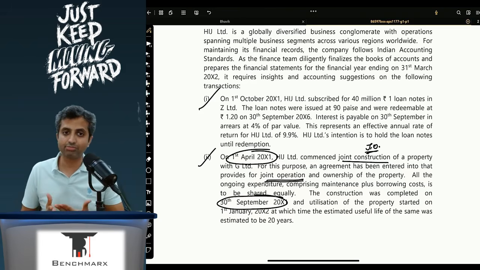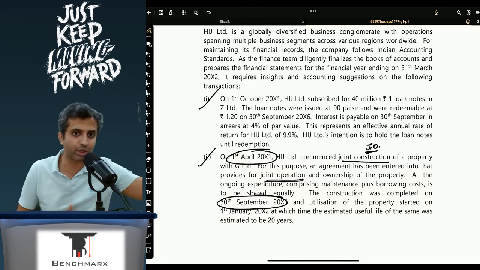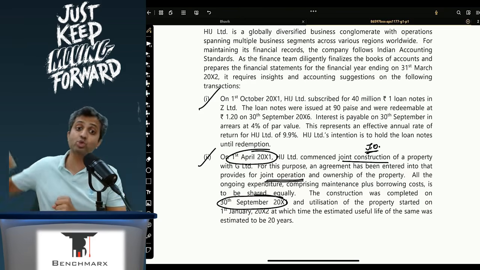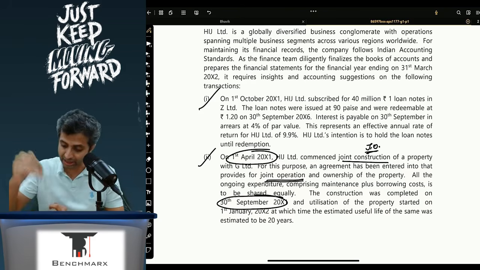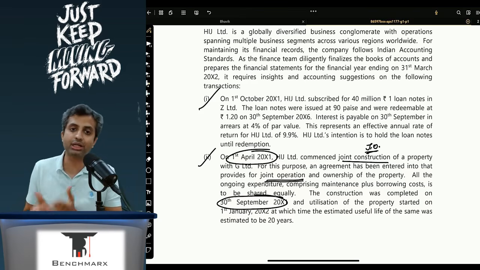But as unfortunate as it sounds, if this question comes either as a descriptive question or as an MCQ question in the Institute study material, in the RTP of November 18 as well as in the RTP of September 25, everywhere for such a question they have assumed it is a qualifying asset.